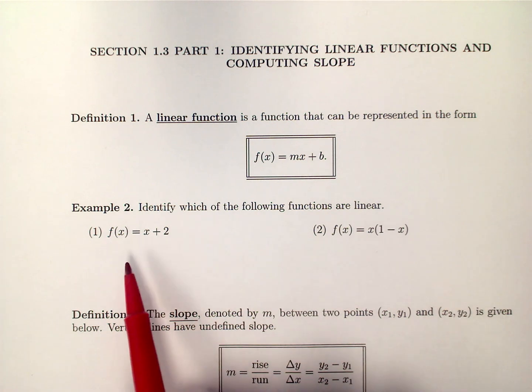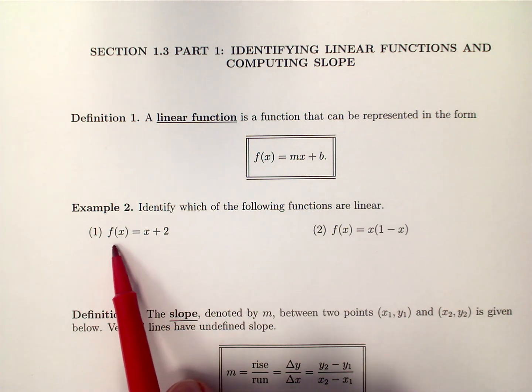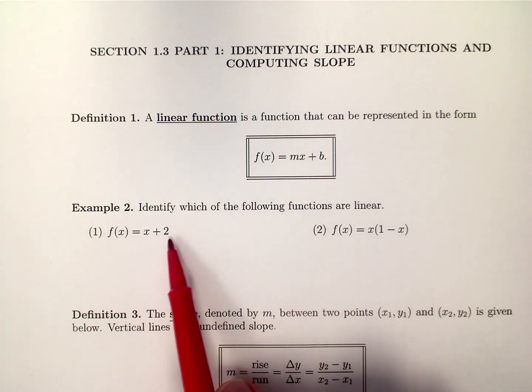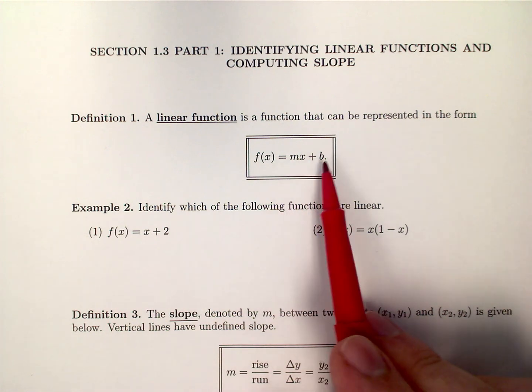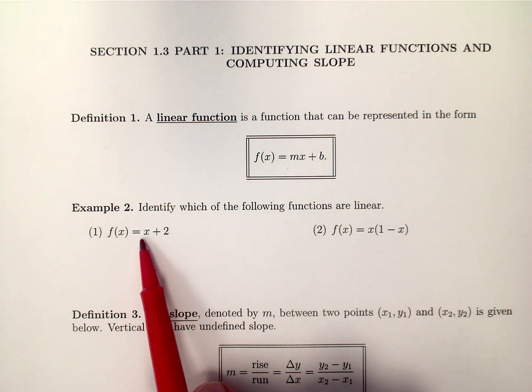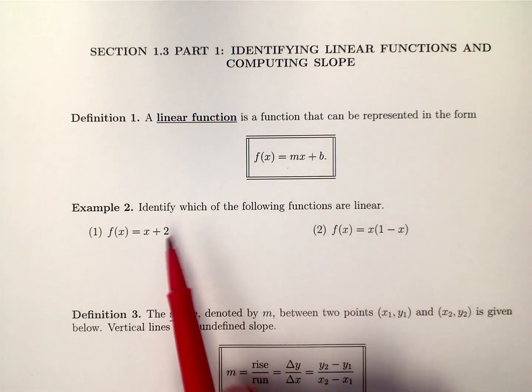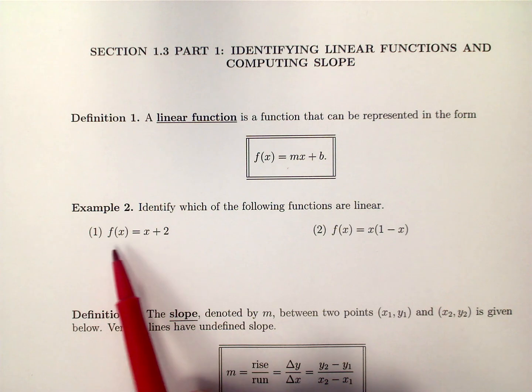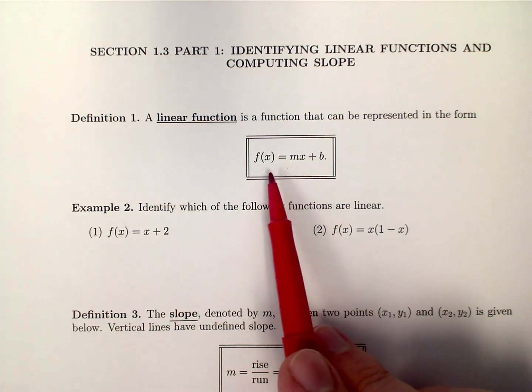So if we look at this first example, we got f of x equals x plus 2. Well, m and b are constants. Okay, so for m in this case we have a 1, and for this b we have a 2. So this is of that form.